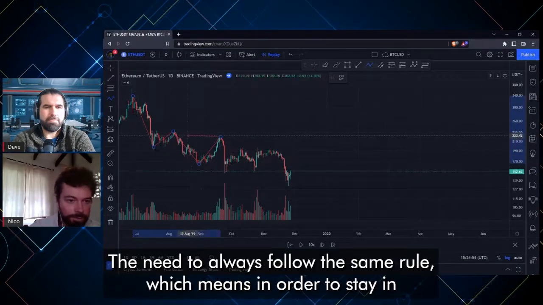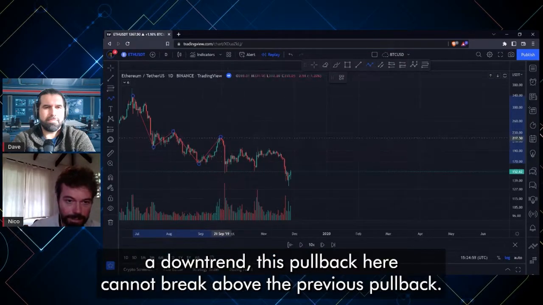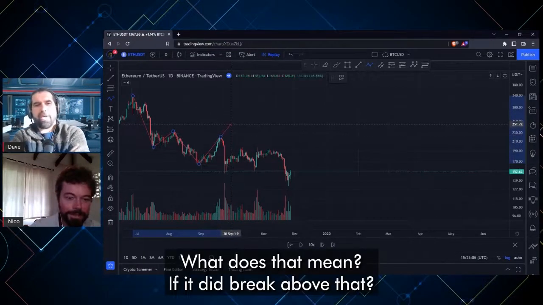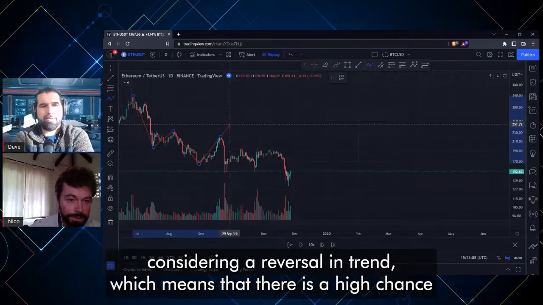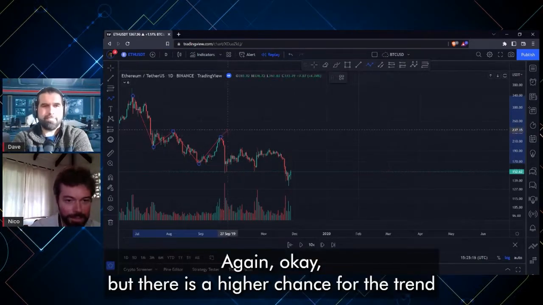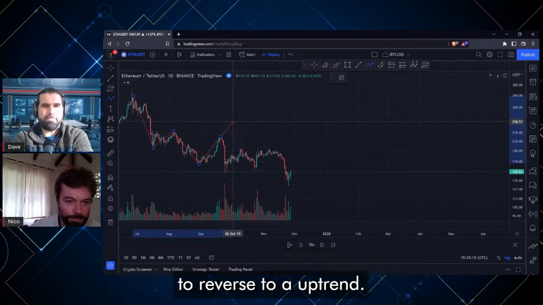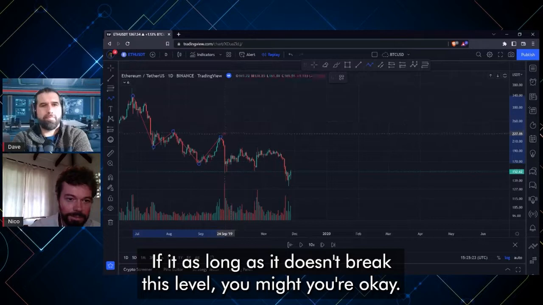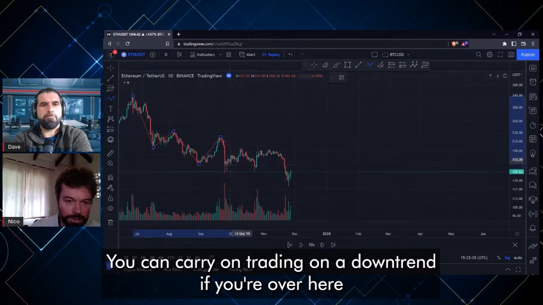You need to always follow the same rule, which means in order to stay in a downtrend, this pullback here cannot break above the previous pullback. What does that mean if it did break above that? You might start to consider a reversal in trend, which means there is a higher chance, not 100% again, for the trend to reverse to an uptrend. As long as it doesn't break this level, you're okay. You can carry on trading the downtrend.